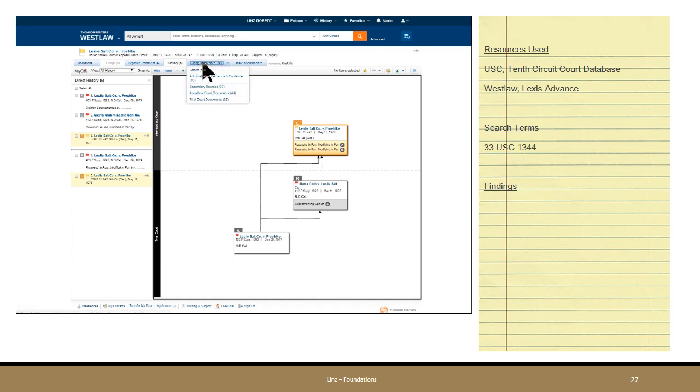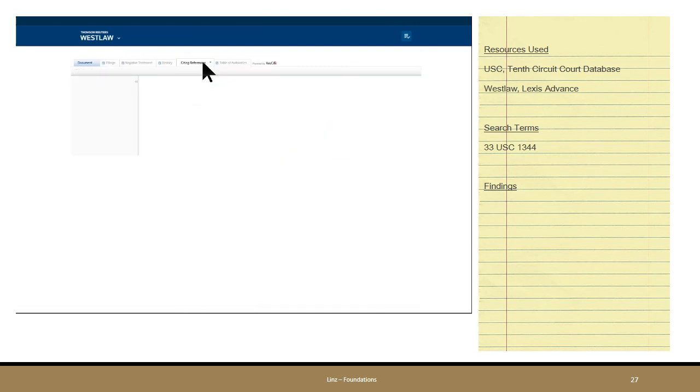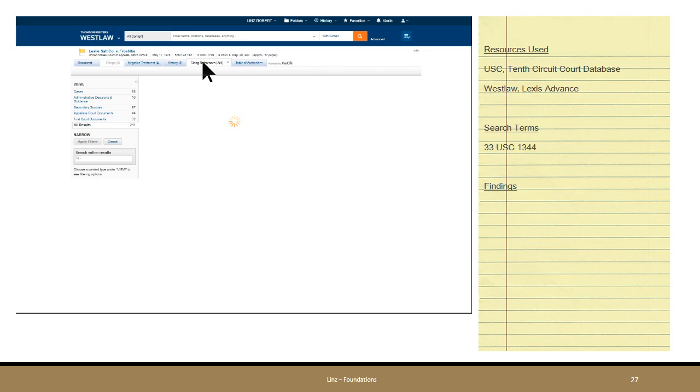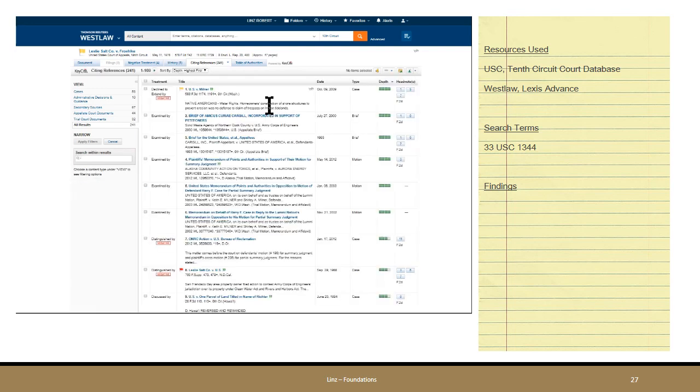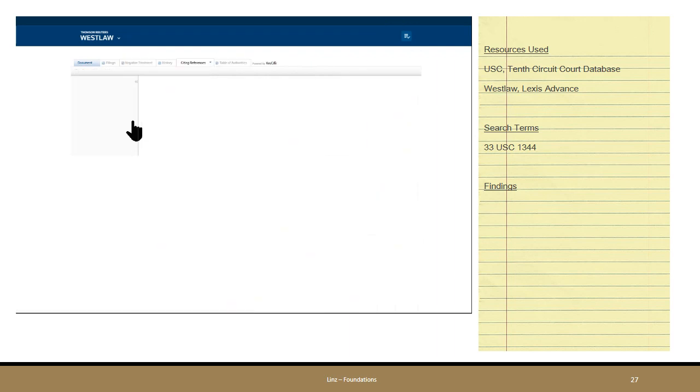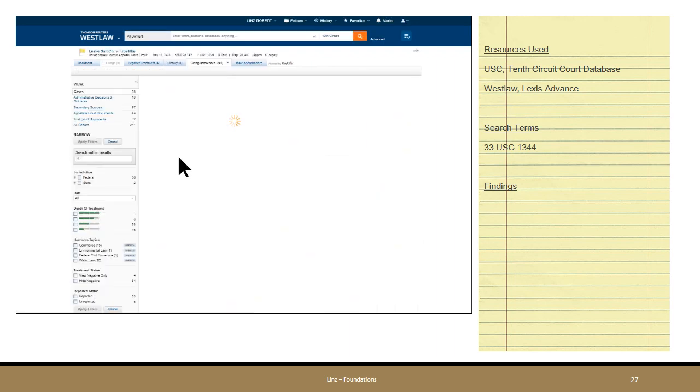And then the citing references, that was the other part of it, right? So we've looked at the case within its direct history. Now we're in the indirect history of the citing references. We find that there are 241 citing references, but there are only 58 cases. There are 10 administrative decisions, 97 secondary sources, etc. We'd want to narrow down by cases. And then we have some post search filters that we can apply.